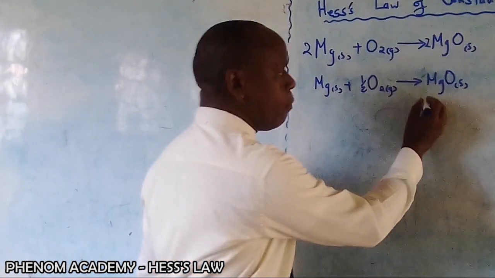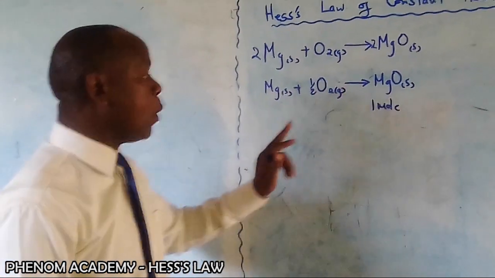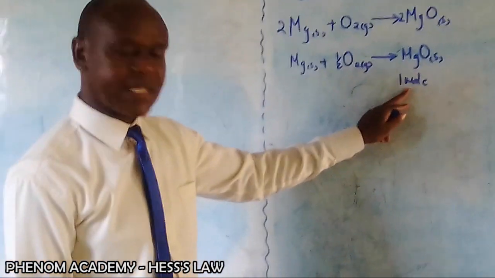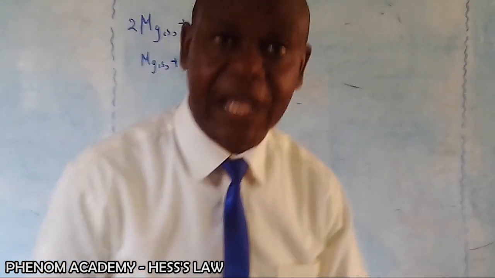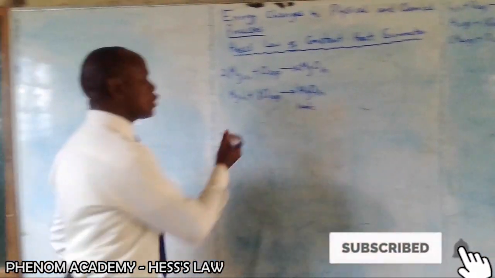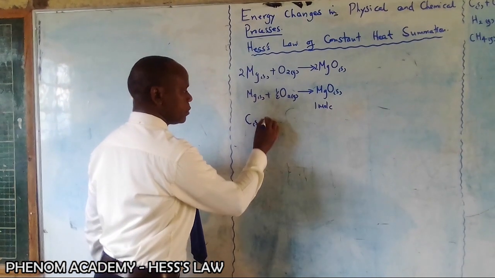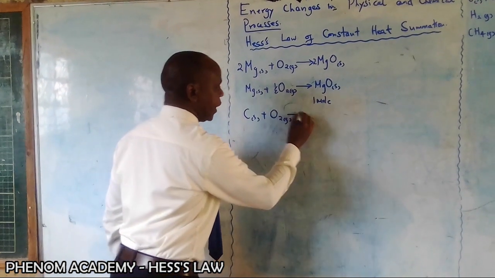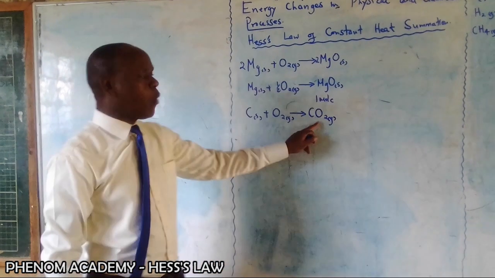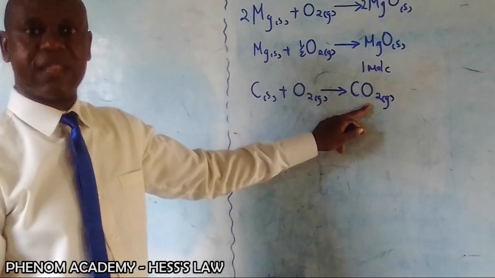So for you to form 1 mole of magnesium oxide, you will need 1 mole of magnesium burning in half a mole of oxygen. So in the laboratory, you can use a calorimeter to determine the molar heat of formation. You can also determine the molar heat of formation of carbon 4 oxide. If you burn carbon in oxygen, you will get carbon 4 oxide gas. For you to form 1 mole of carbon 4 oxide, you will burn 1 mole of carbon in 1 mole of oxygen.